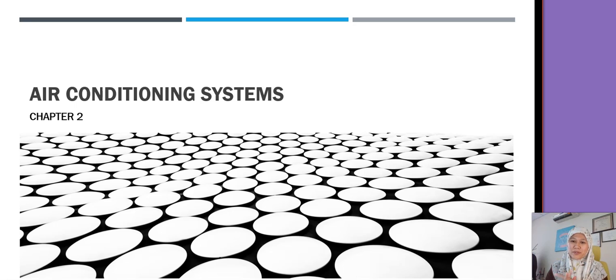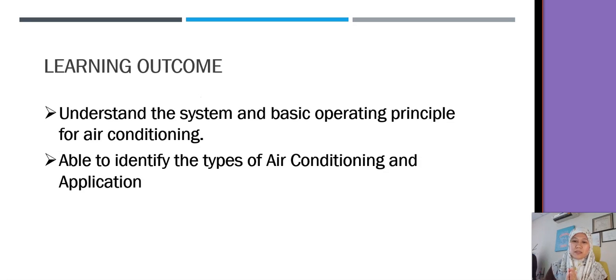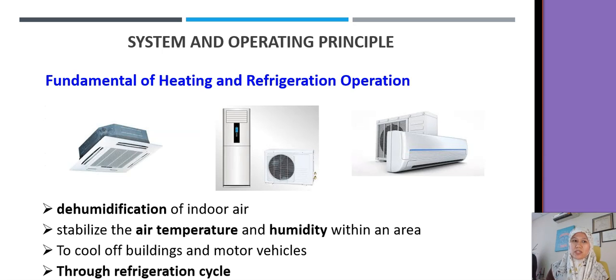Hi, Assalamualaikum. Okay, today we continue with chapter 2 in plant engineering for air conditioning systems. In this part, we're going to look into the system itself and the basic operating principle for air conditioning, and also identify the types of air conditioning and their applications.